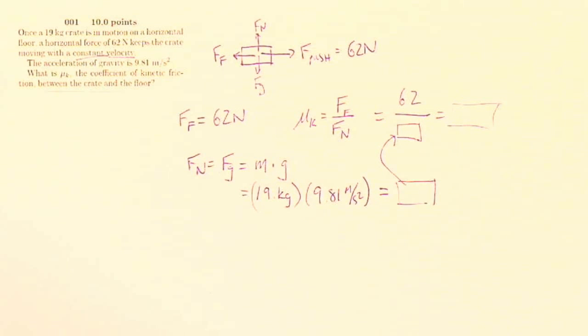Now, this number is going to be less than 1, but sometimes you will get a coefficient of friction greater than 1 in these problems. Don't freak out. It's just the way that the University of Texas picked numbers.